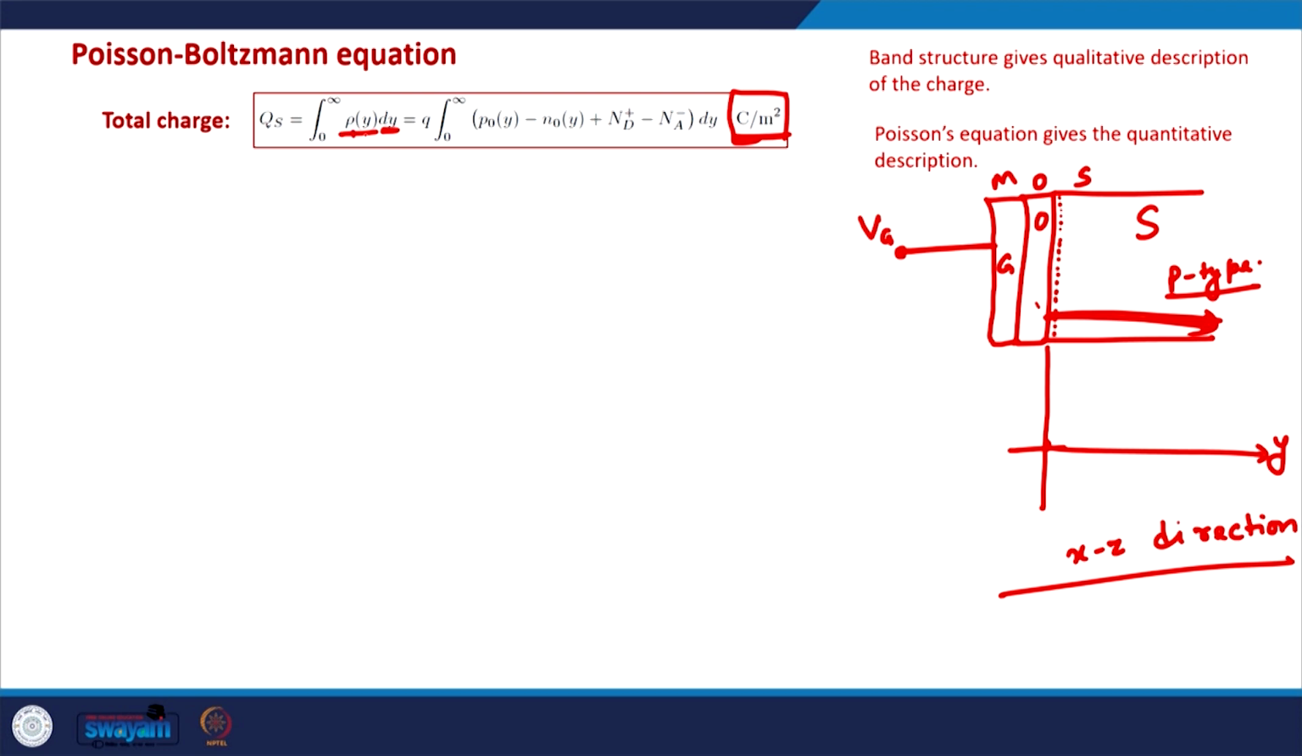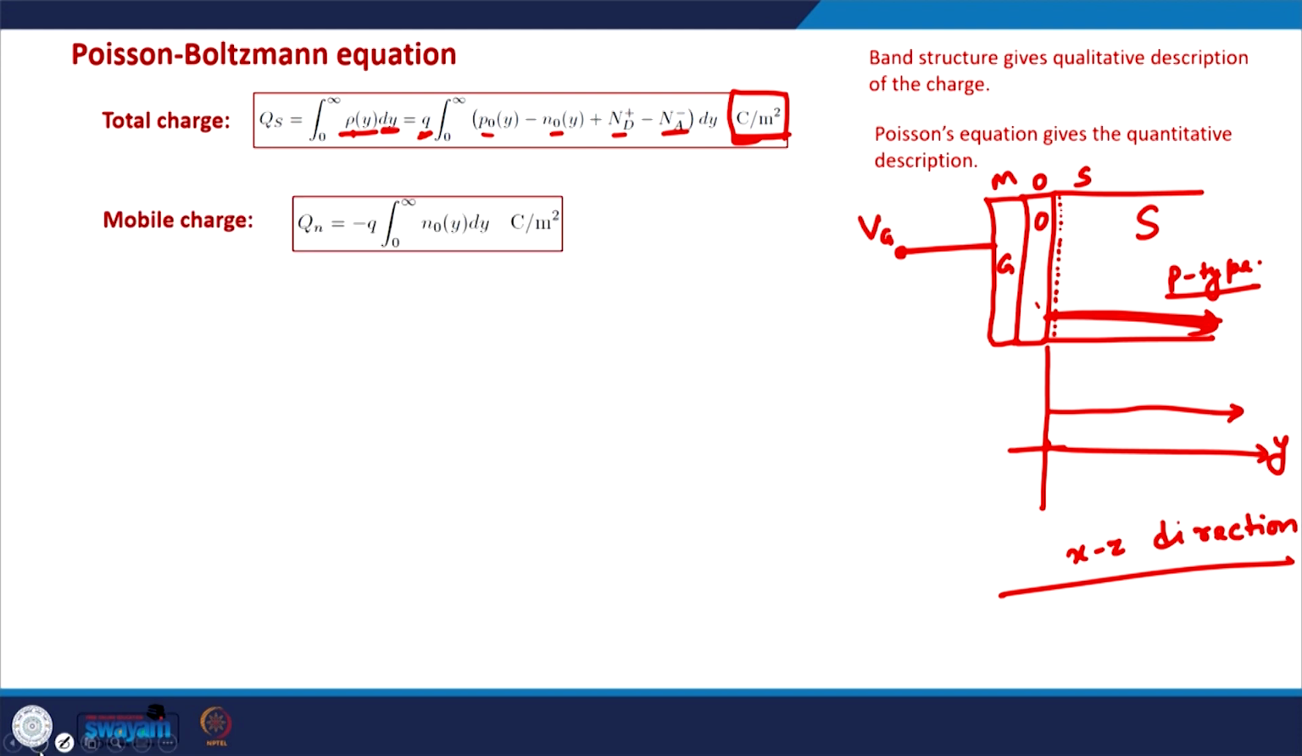And this charge density in a semiconductor is p minus n plus Nd plus minus Na minus. Q makes it the coulomb, the charge, and it is integrated from 0 to infinity, which means from interface to deep inside the semiconductor. And this is the total charge, and the mobile charge in the semiconductor will be, so these dopant atoms are the static charge. So, the mobile charge will be just because of these two components, because of the holes and because of the electrons.